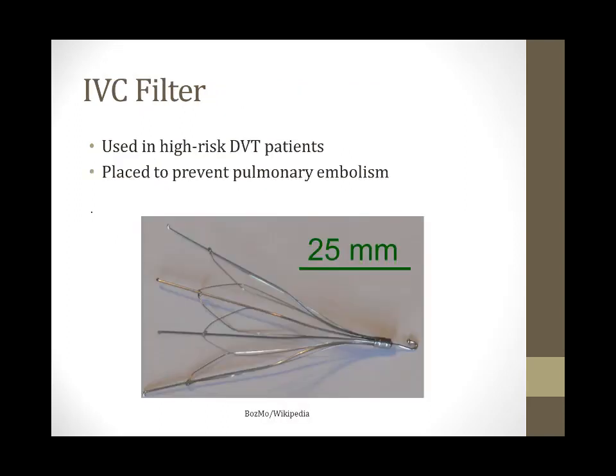There is a special device that is sometimes used in treating patients who have deep vein thromboses, and that's called an IVC filter. This is used in patients who are very high risk for DVTs and in whom you think the deep vein thrombosis might break off and cause a pulmonary embolism. A filter, such as the one shown on the screen, is inserted into the inferior vena cava. This prevents pieces of DVTs that form from breaking off and causing pulmonary embolism.